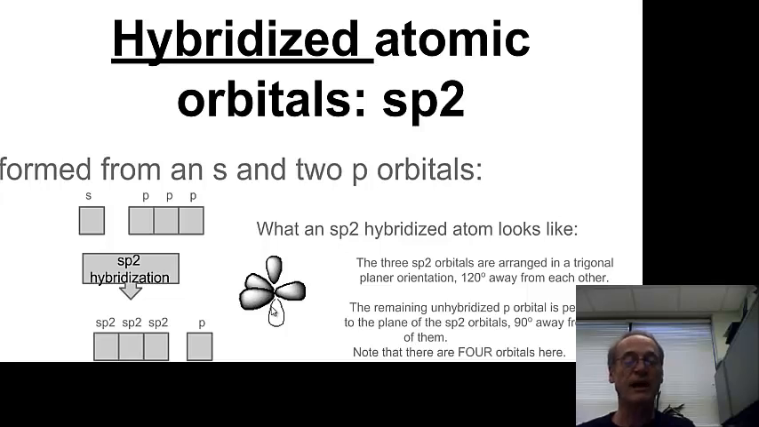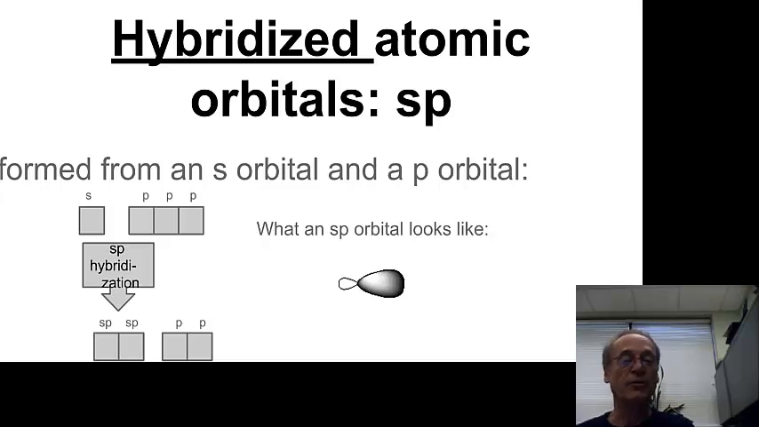So you see it's not the fact that it's sp2 that determines what the atom is or vice versa. It's the number of electrons that go in that determine what the atom is and vice versa. Now let's move on to sp, the third kind of hybridization.